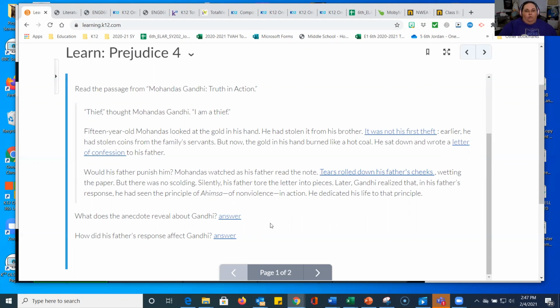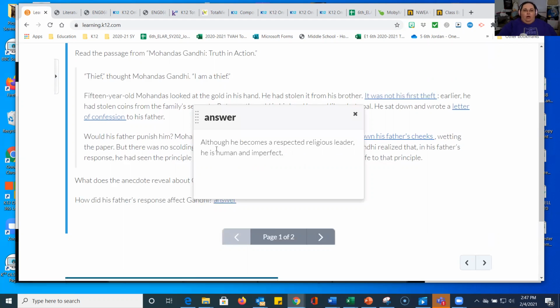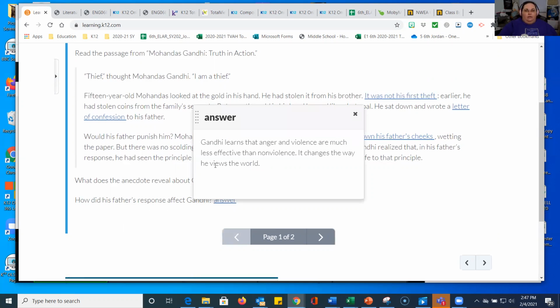What does the anecdote reveal about Gandhi? Think about your answer. Although he becomes a respected religious leader, he is human and imperfect. How did his father's response affect Gandhi? Gandhi learns that anger and violence are much less effective than nonviolence. It changes the way he views the world.